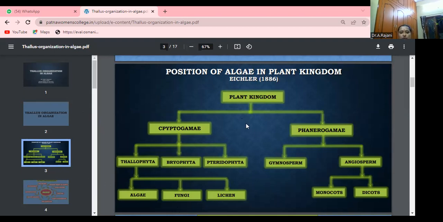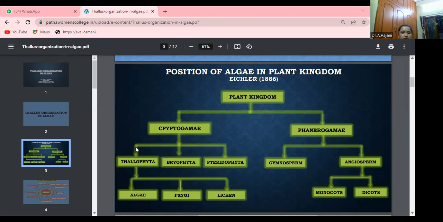And the second one is phanerogams, or flowering plants. Again, they are divided into two parts: gymnosperms and angiosperms. Gymnosperm means naked seeds are present in that plant, whereas in angiosperms the seed coat is present. Angiosperms are again divided into monocotyledons and dicotyledons. This is the basic plant kingdom; you can study the total plant kingdom like this. The first topic is algae.